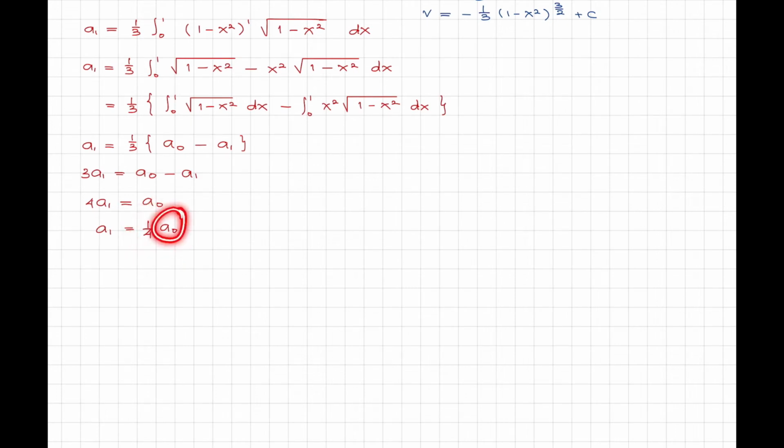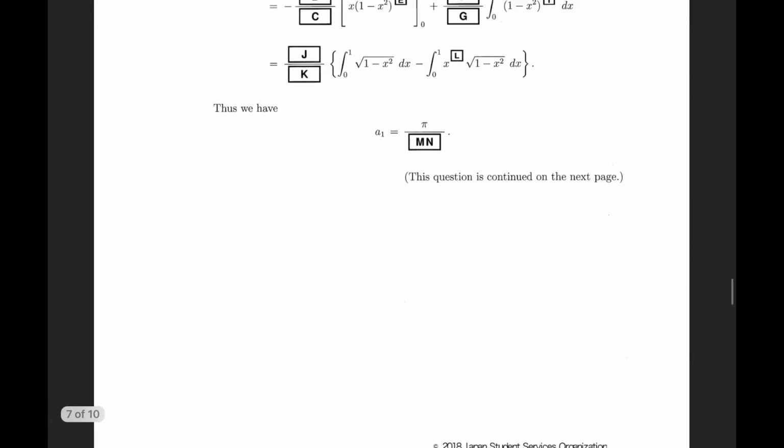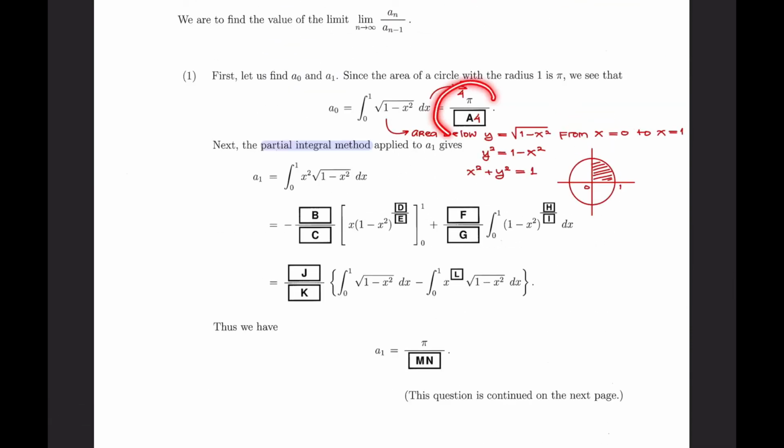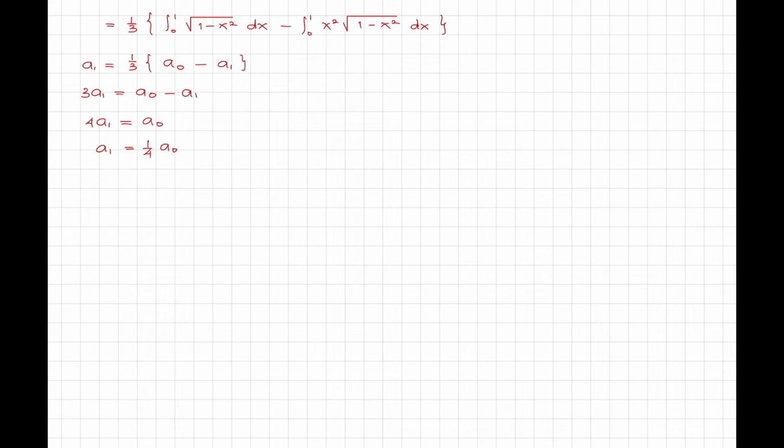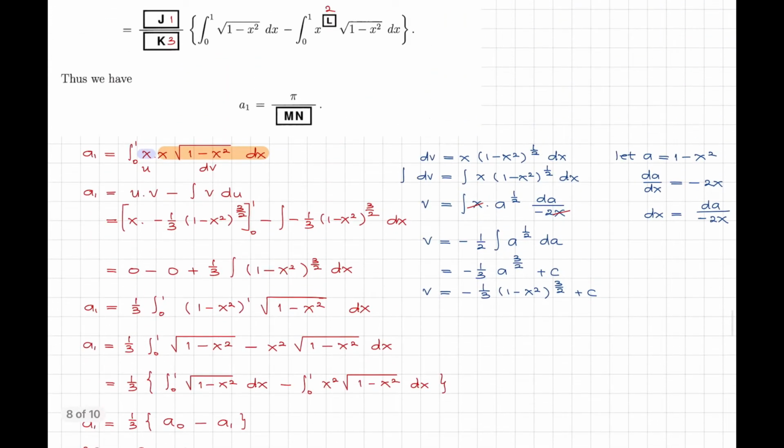What is A0? A0 is pi over 4. We already calculated it first. So A1 is equal to 1 over 4 times pi over 4. And then the final answer is pi over 16. So the value of m and n here is 1 and 6.